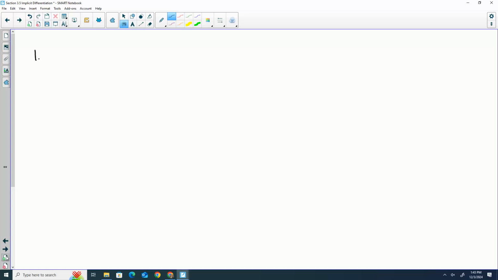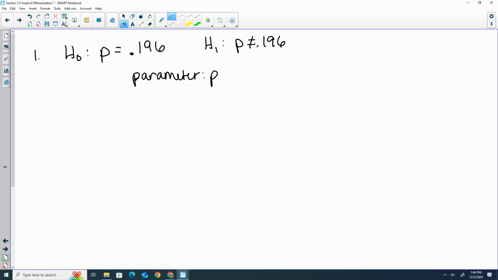So if I'm talking about a percent, what is the variable I'm using? P. And the null is always what? Equal to. So for 19.6%, I would say P is equal to 0.196. The alternative, we call that H1. She just said she thinks hers is different. Not equal. So my parameter, that's just your variable. So that's the P here.